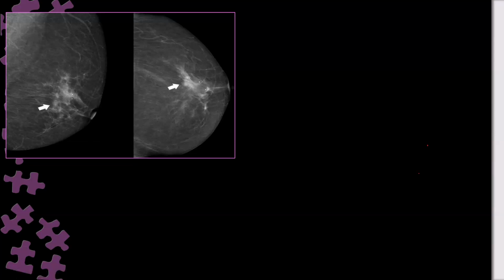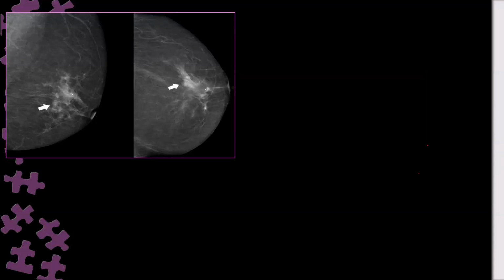So what do we call this? Asymmetry or focal asymmetry? This we call a focal asymmetry. Yes, we call it that because we could see asymmetry if I have seen it in a single view. Seen in the two views, then I will call it a focal asymmetry. What is next?